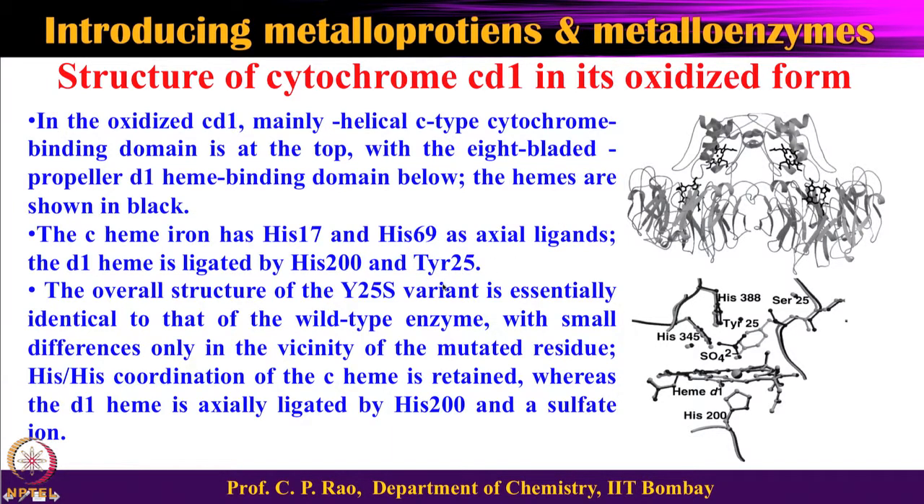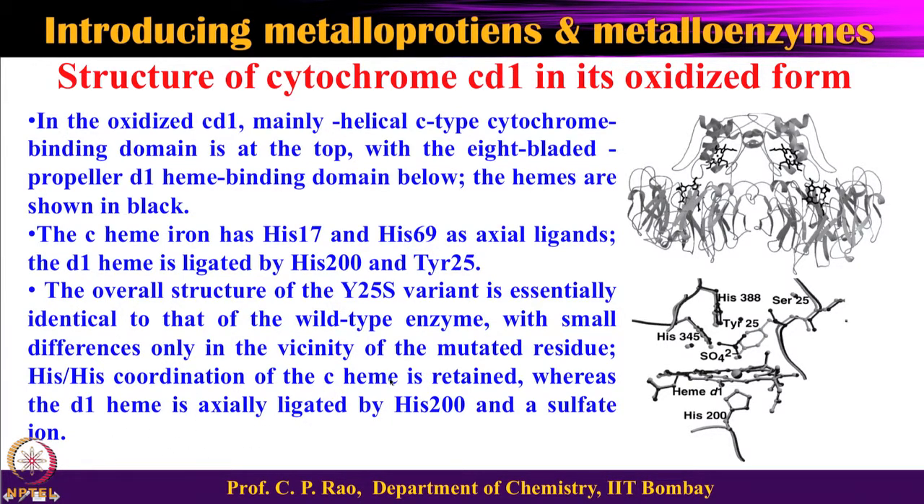Now, let us bring up the mutation. The mutation is one where the tyrosine is converted to serine. Okay. One of the tyrosines is converted to serine, Y25S. In this variant, it is essentially like that of the wild type, but there are some differences in the vicinity of the mutated residue. Okay.